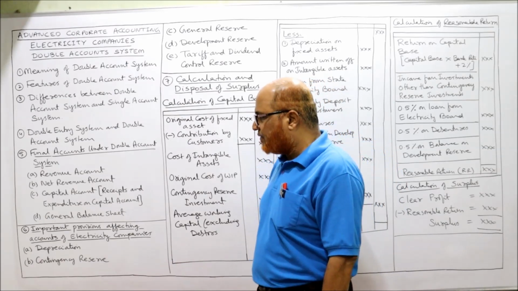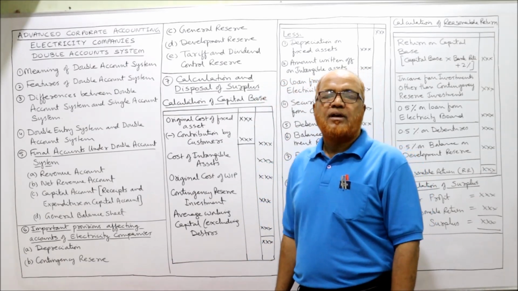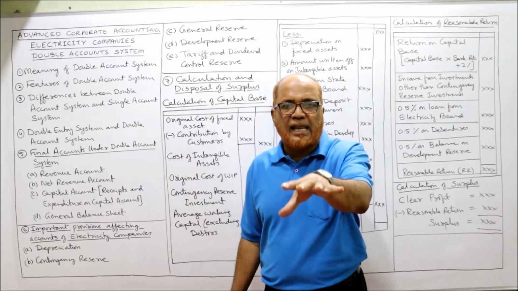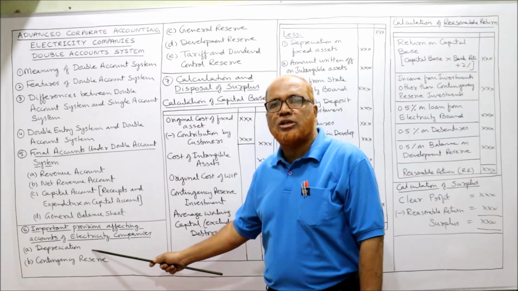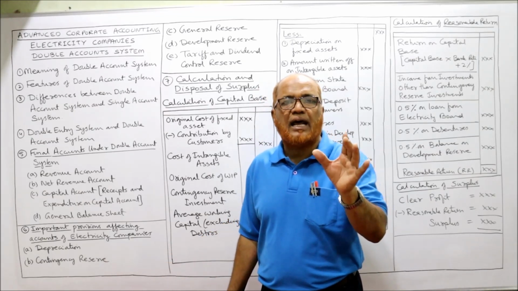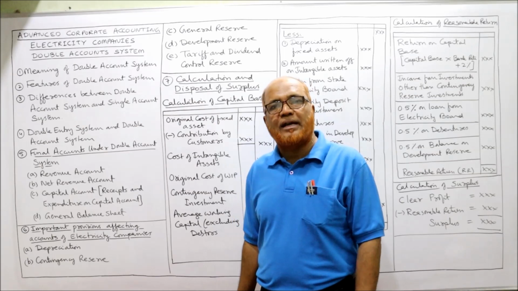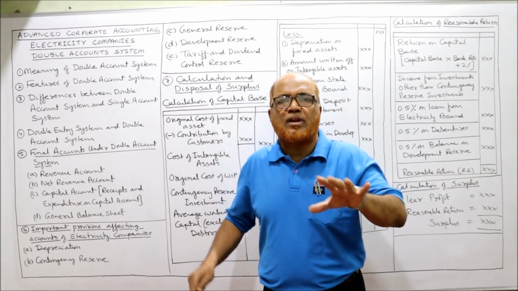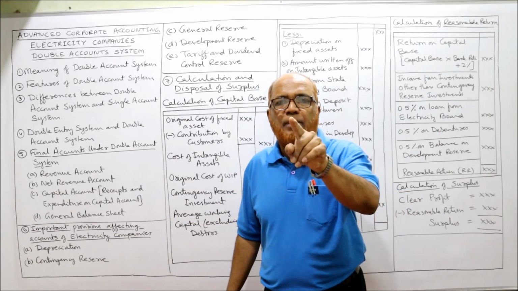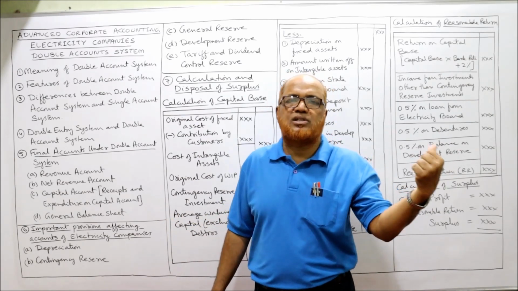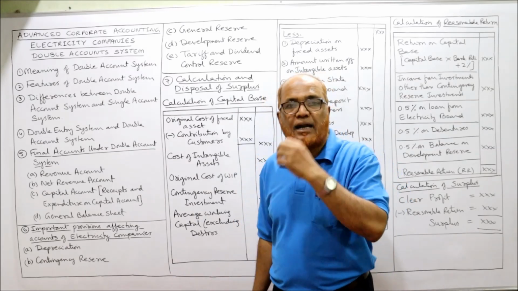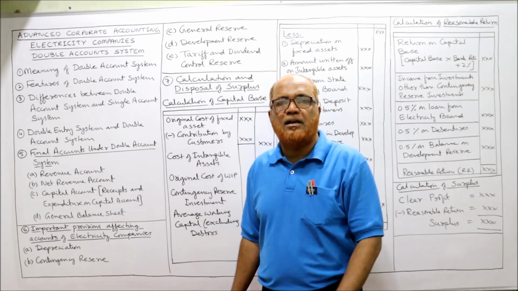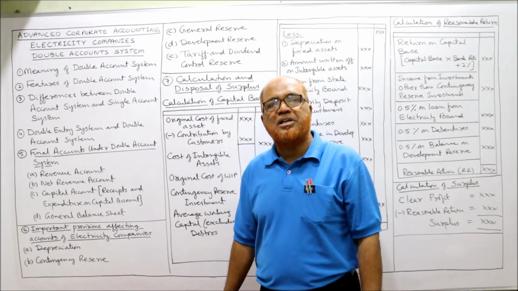Now, important provisions affecting the accounts of electricity companies. There is some peculiarity regarding public utility concerns. Particularly in electricity companies, separate provisions are given under the Electricity Companies Act on how to provide depreciation. Similarly, contingency reserve. Different types of reserves are to be maintained by electricity companies according to the Electricity Companies Act. One of the reserves is the contingency reserve. Every year a part of the surplus earned should be transferred to the contingency reserve.